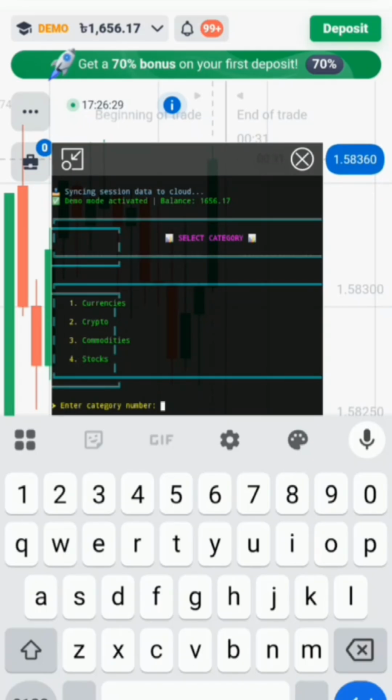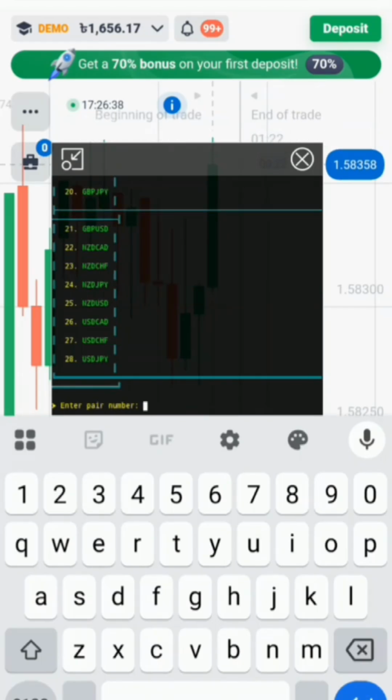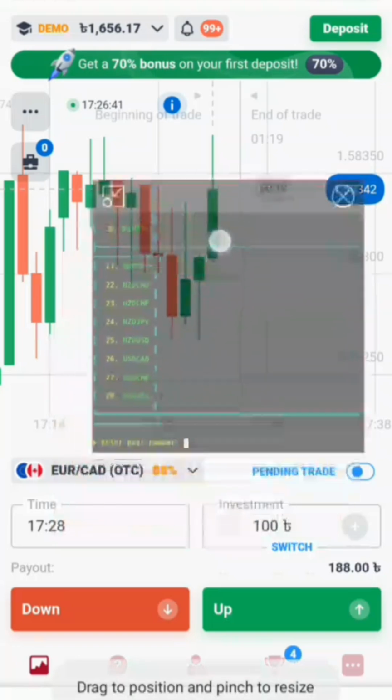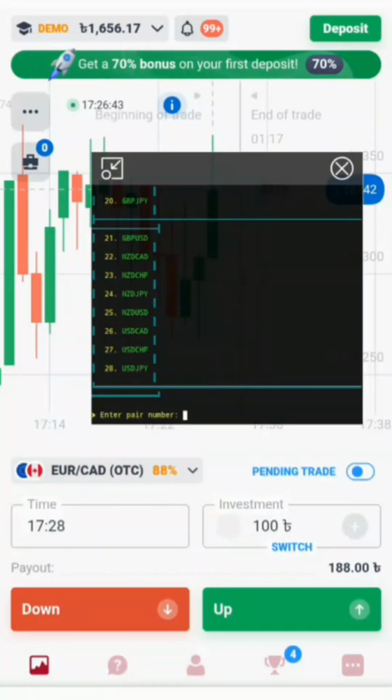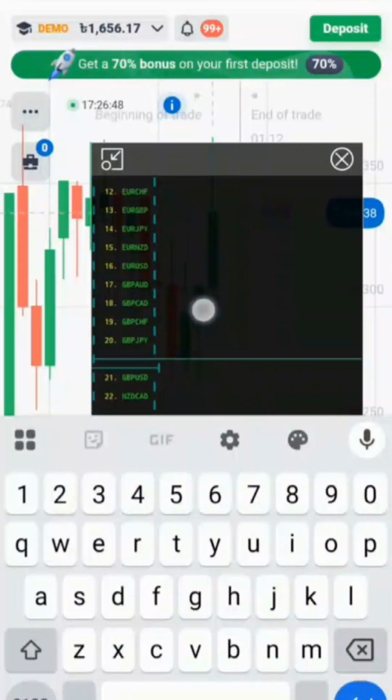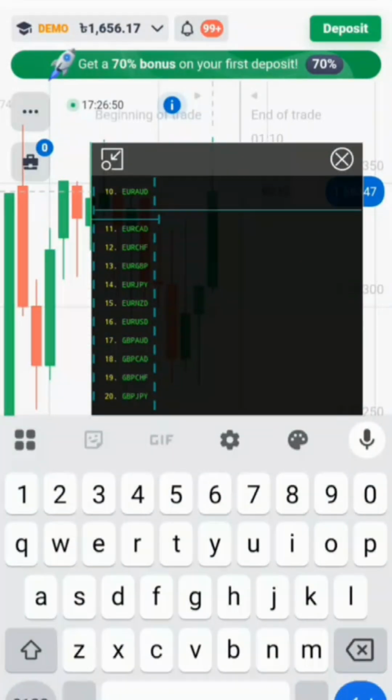Next, we need to select the trading category. Press 1 for currencies, 2 for crypto, 3 for commodities, 4 for stocks. I am pressing 1 and selecting the currencies category. Next, we need to choose the trading pair. I am pressing 11 and selecting the Euro CAD OTC pair.